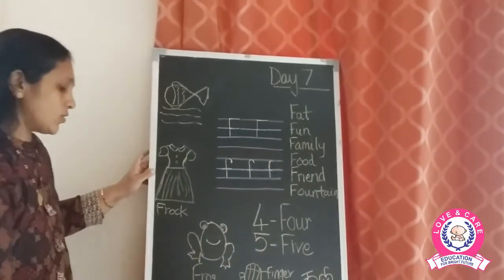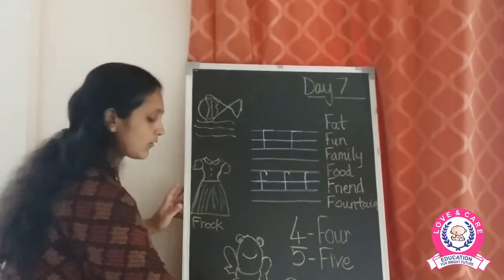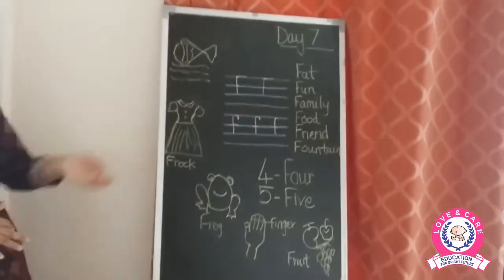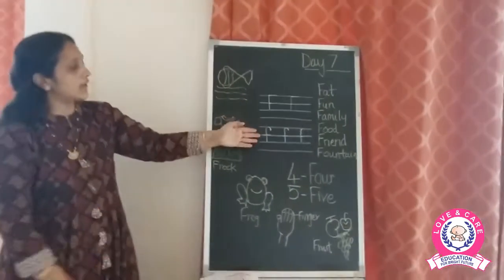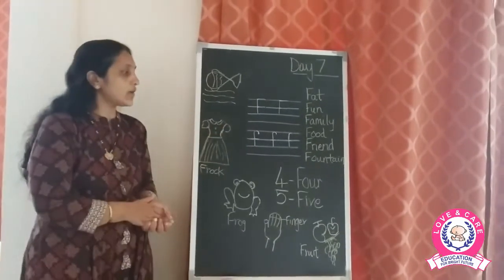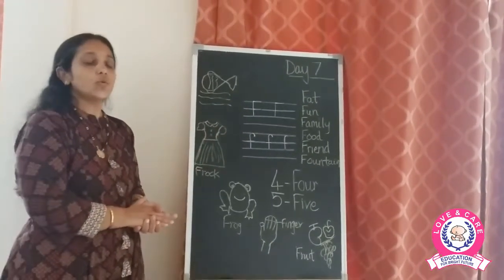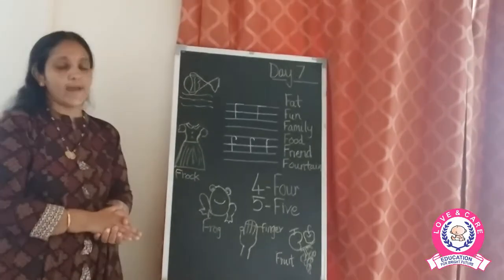Okay. So this was the formation of letter F. It was the mummy letter for the capital letter and the baby letter or the small letter F. Now I'm just going to teach you what is the phonic sound of F.